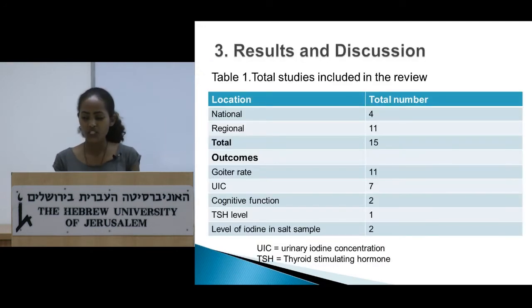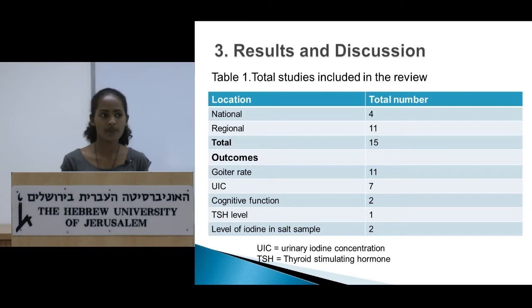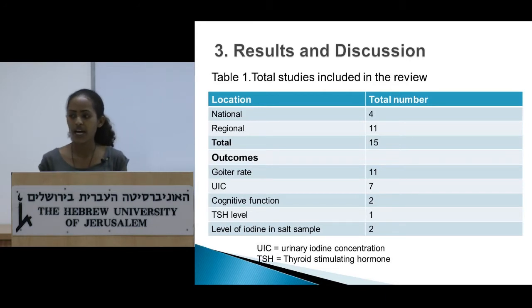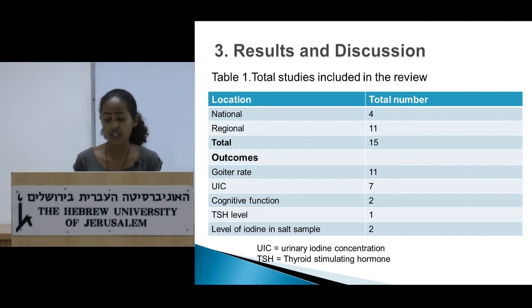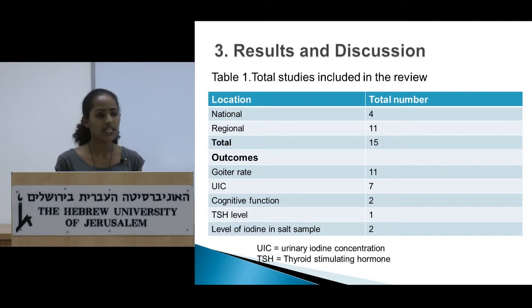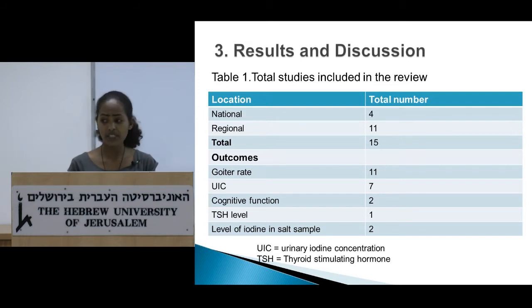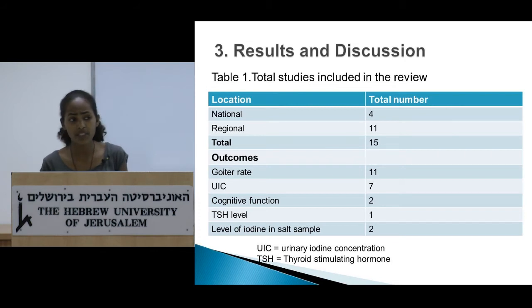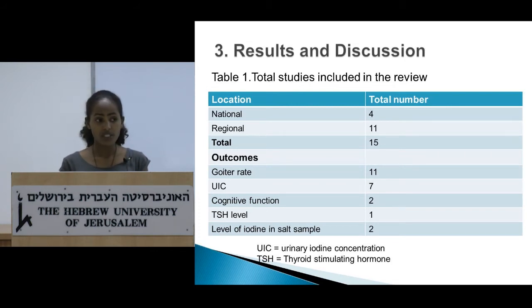When I come to the result and discussion, before I describe the findings, I would like to show you a highlight of the different studies that I have got. The studies were done at national and regional level. Most of them were done at a regional level, and few of them at a national level. The major outcomes of the studies were goiter rate and urinary iodine concentration, but a few studies also looked at cognitive function in children, thyroid stimulating hormone level, and the level of iodine in salt samples.